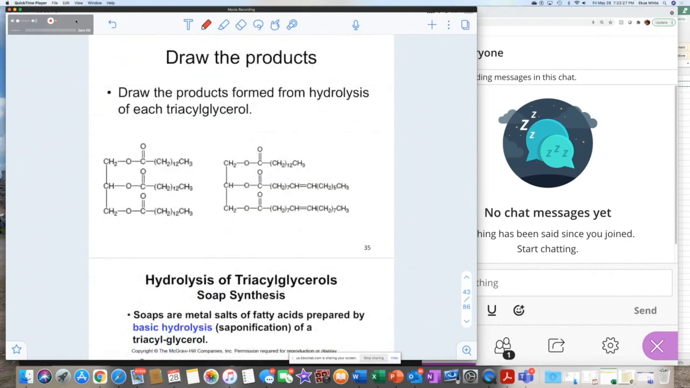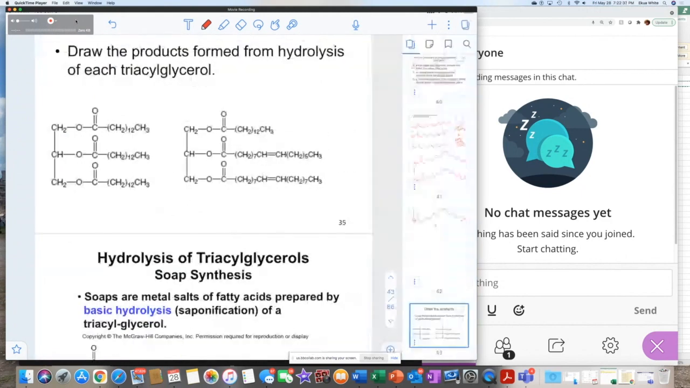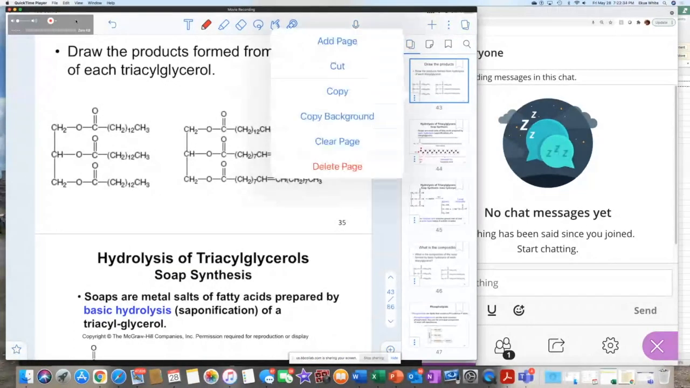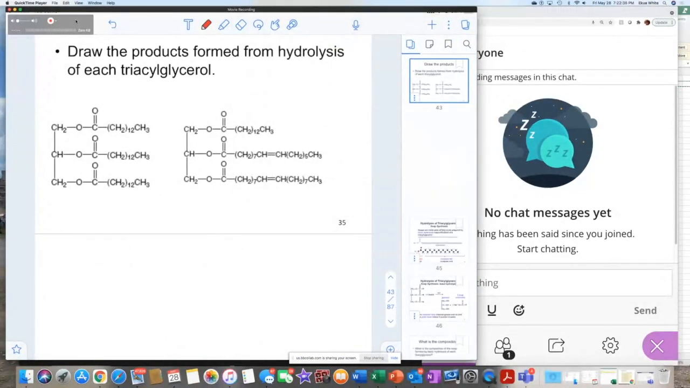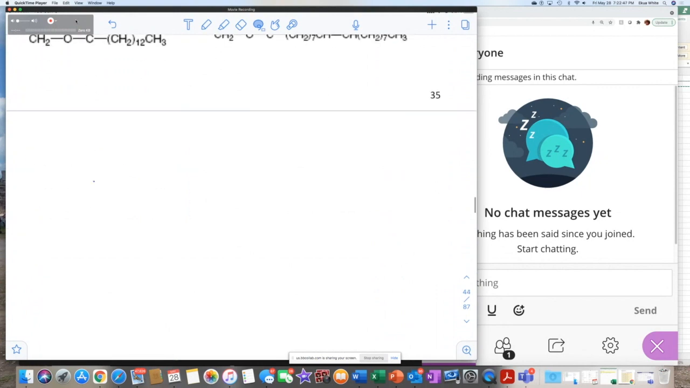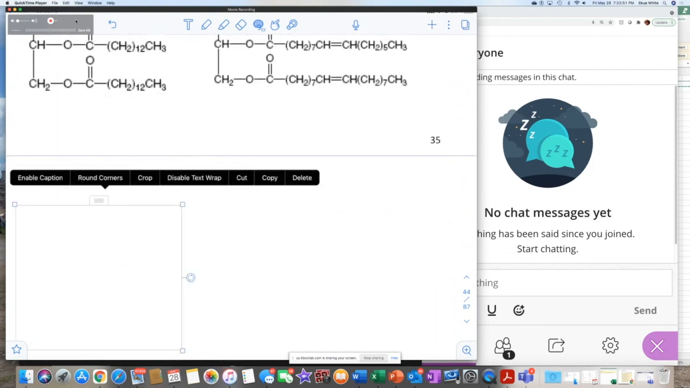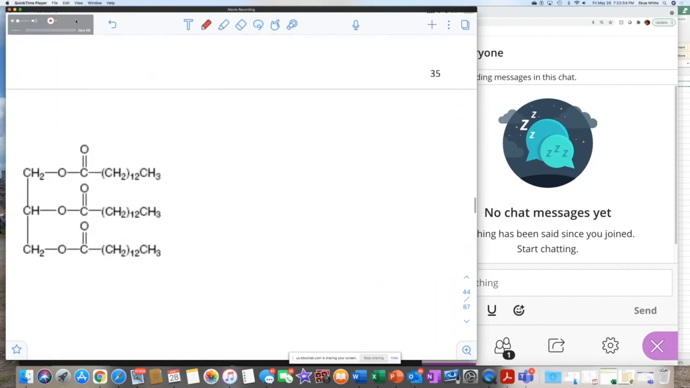Okay. With this one here, it says, draw the products formed from the hydrolysis of each of these. What I'm going to do here, I'm just going to draw one, then we'll move on. Okay. So I'm just going to work on this one here, the one on the left. They keep making these weird updates that make the app act differently. Okay, so once again, draw the product.